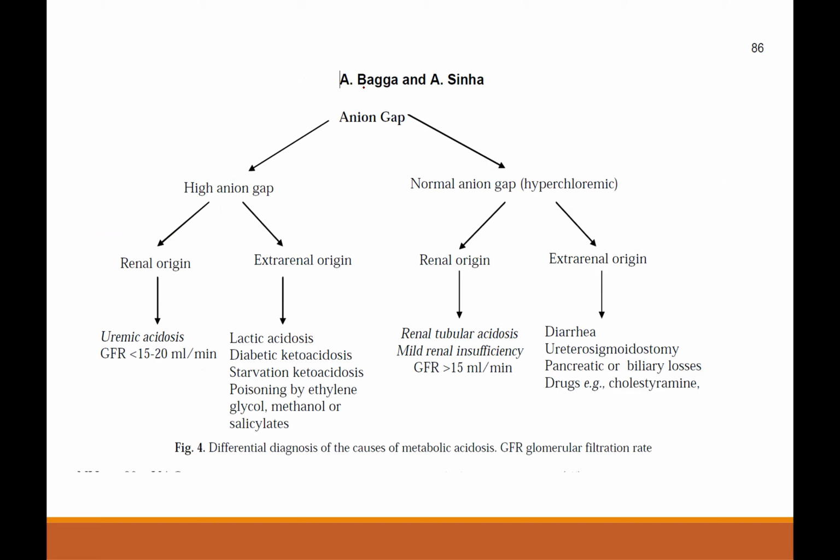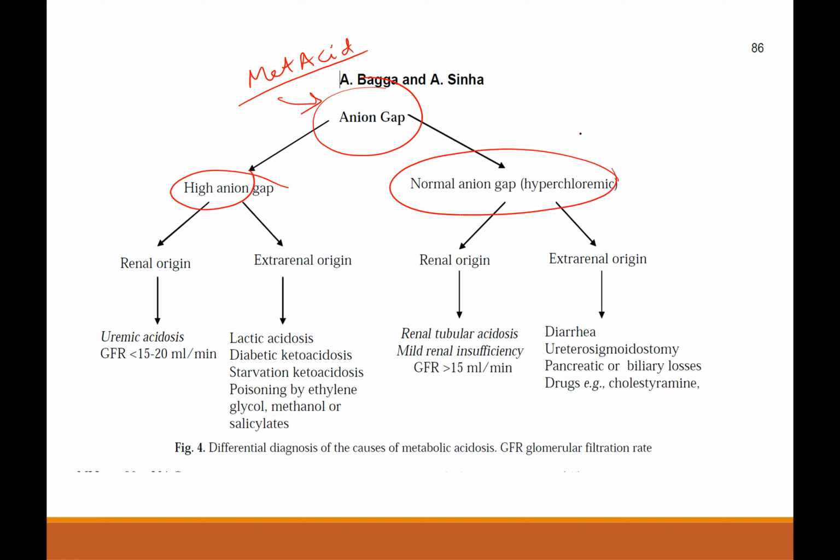We are dealing with anion gap acidosis. We are dealing with metabolic acidosis. This is metabolic acidosis, not respiratory acidosis. In metabolic acidosis, immediately I do an anion gap as the first step: high anion gap or normal anion gap, which is also called the hyperchloremic anion gap. Normal anion gap means bicarbonate is decreased, but there is no other anion.